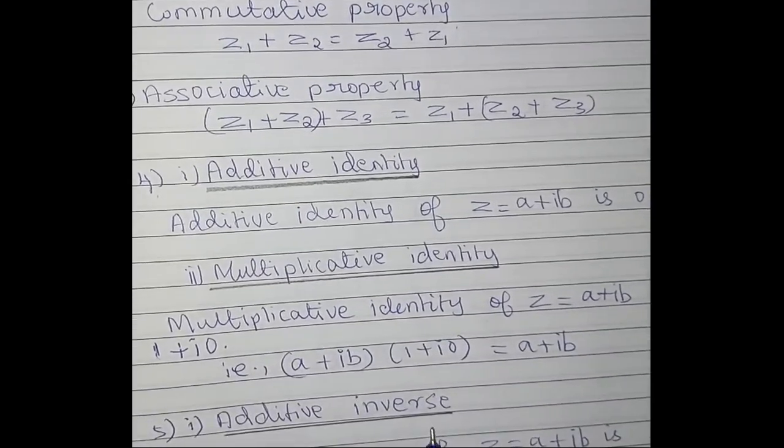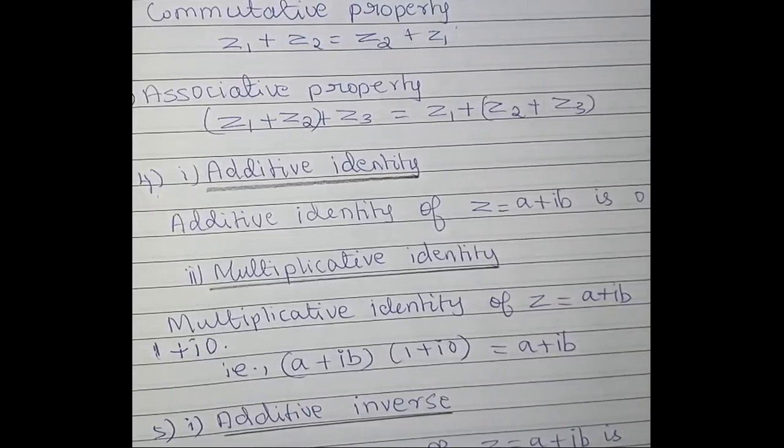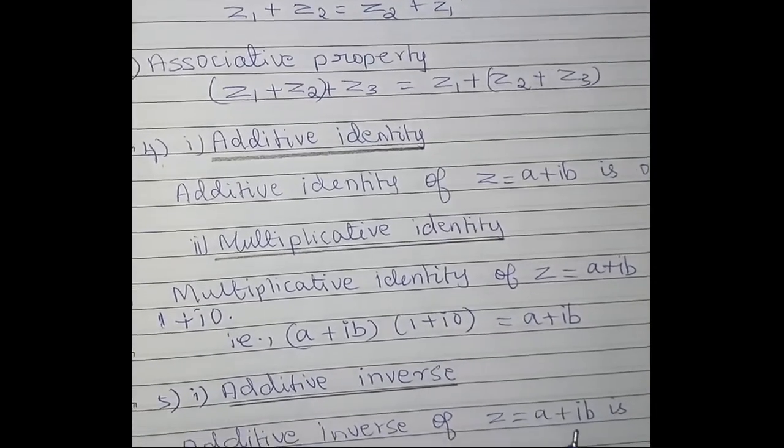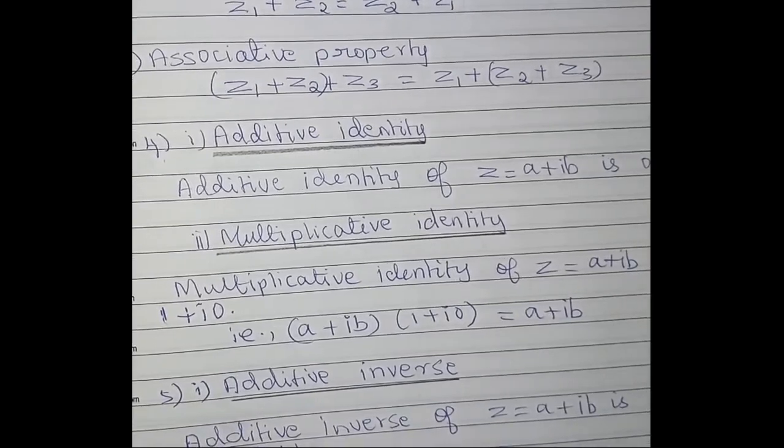Next, additive inverse. What do you mean by additive inverse? To the original number, if I add this inverse, I'll be getting back the additive identity 0. So that will be the negative of the number, right? Negative of the original number will be the additive inverse. So the additive inverse of a plus ib will be minus a plus i of minus b. So when you add these both numbers, the answer will be equal to 0 plus i0. So that is your additive identity.